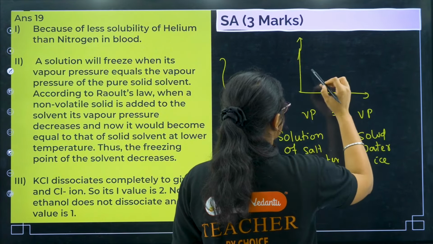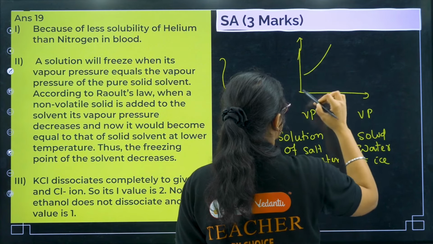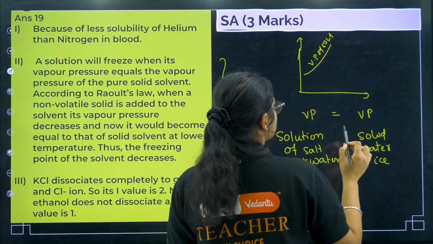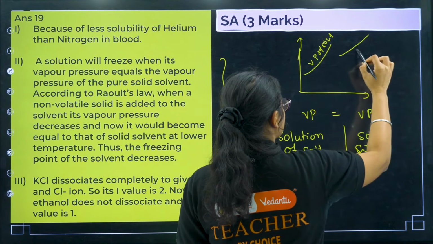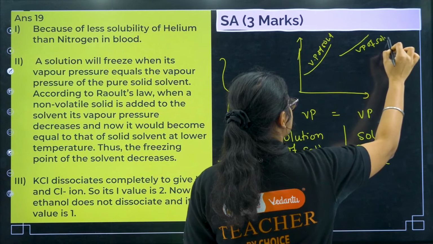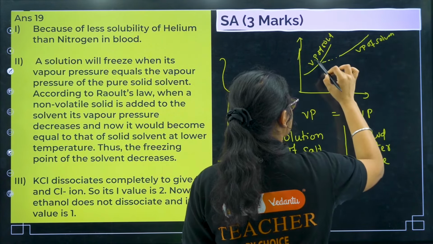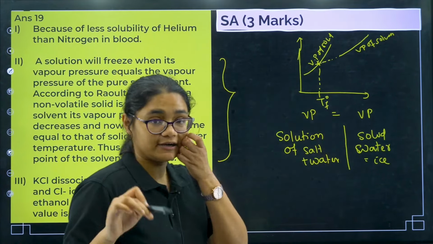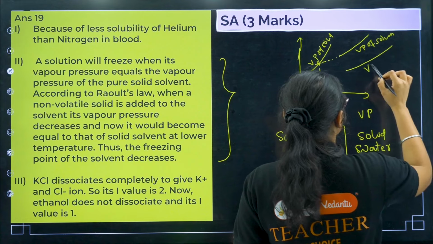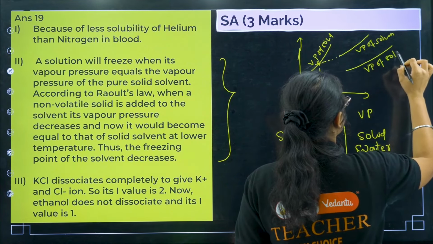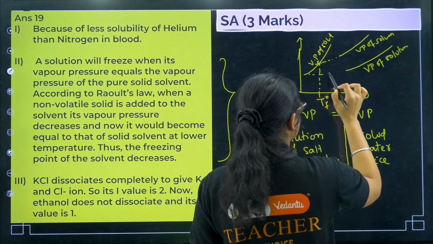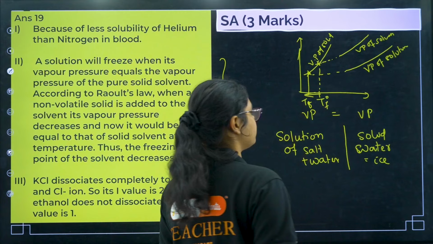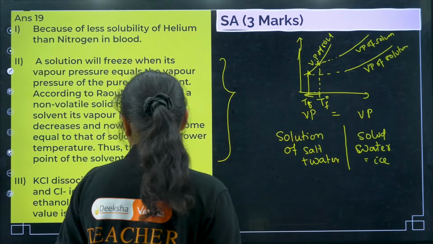Okay, so suppose this is the vapor pressure of the solid, and this is the vapor pressure of the solvent. Now when these two meet, at that point we will have the freezing point, T naught F. Now when you have added a solute, that means the vapor pressure of the solution, this is the vapor pressure. When this one meets this one, at this point, you will have Tf here. So that is the decrease in the freezing point, right? So that is what is happening here.